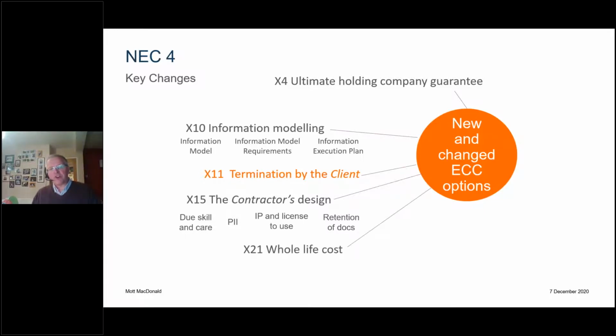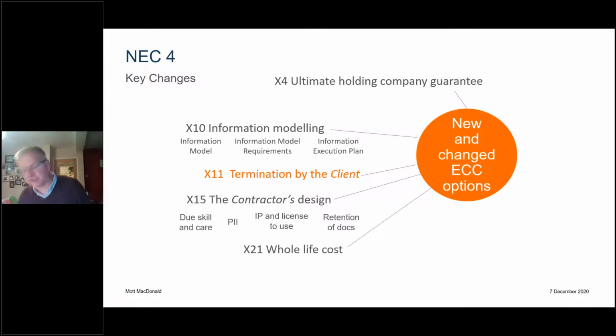There's an option for whole life cost. These are all the new options. Remember, sorry, they're not all new. So some of those on the slide, sorry. Maybe I should do some more colouring or whatever. X15 has changed. X4 has changed. X10 is new. X21 is new.